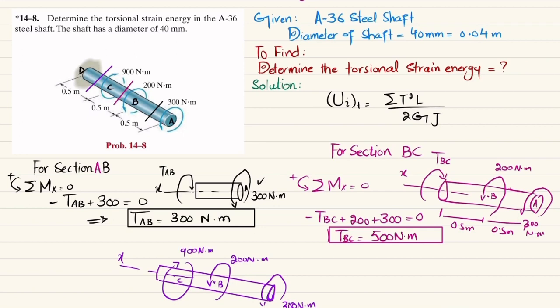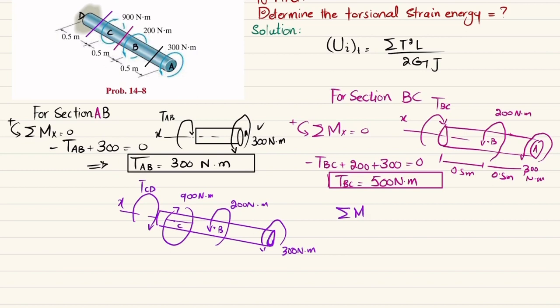So in section CD, the torque will be equal to TCD, and that be taken as clockwise. We will find this TCD. So how you will find this? You will take sum of all moment about x-axis is equal to 0 and taking the counterclockwise torque as positive. So minus TCD, which is taken as clockwise, again you can see this is clockwise. This TCD is 900, which is again also clockwise. So I will write minus 900 plus 200 is counterclockwise plus 300 is also counterclockwise. Their sum must be equal to 0.